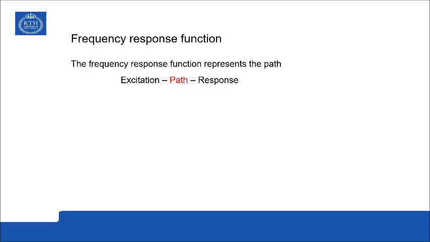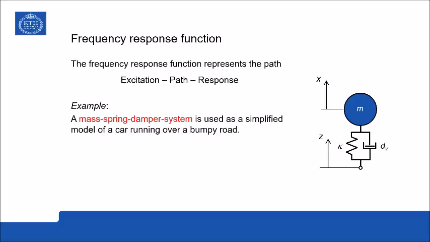So, as you know from previous presentations, we can view the frequency response function between excitation and the response as representing the path between the excitation and response. And to provide an example, first of all, how you can calculate or derive the frequency response function, and also how to interpret it, we will consider a mass spring damper system as an example.